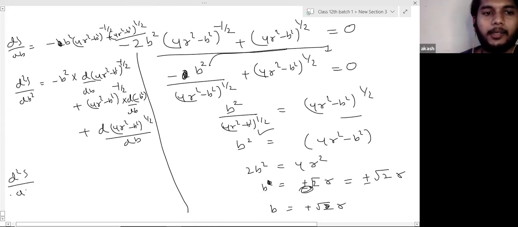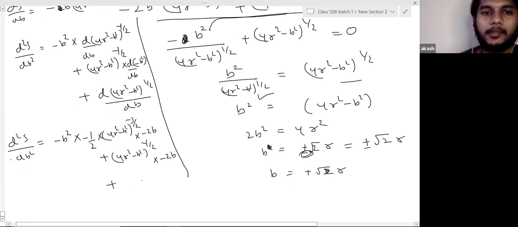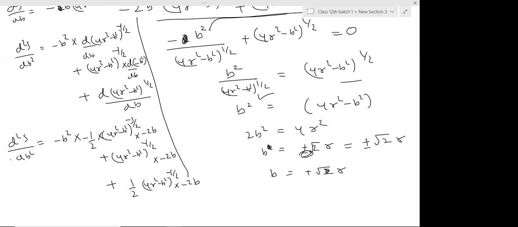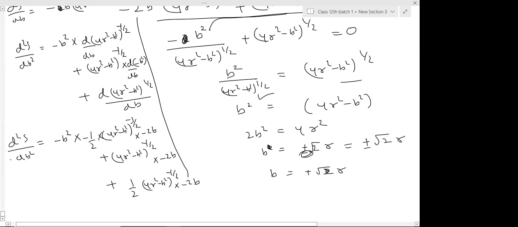So d square s upon db square equals to minus b into differentiation of this, which is minus half into (4r square minus b square) to the power minus 3 by 2 into minus 2b, plus (4r square minus b square) to the power minus half into this is minus 1, plus this is half into (4r square minus b square) to the power minus half into minus 2b. This thing is clear, everyone? Simple differentiation. Yes, sir. All right.